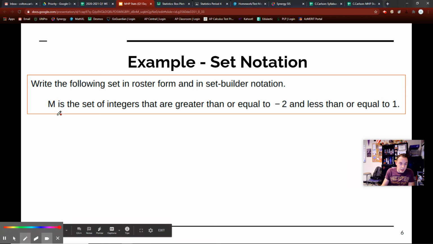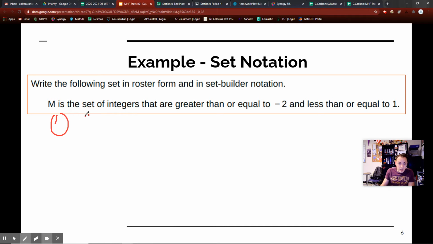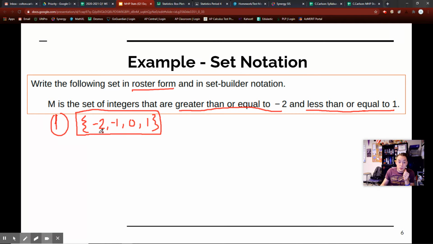So the first thing I'm going to do is my first step. I'm going to list it out in roster form. Okay? List them out in roster form. That's what I want to do. So my first step, roster form. What does it mean to be greater than or equal to -2, but also at the same time less than or equal to 1? Well, it just means -2, -1, 0, and 1. That is my roster form, and that is my final answer. So it's greater than -2, but also includes -2, but it's also less than 1, but includes 1.